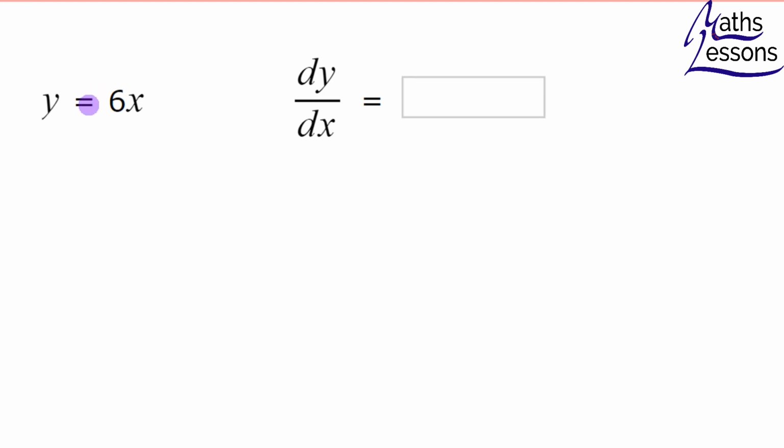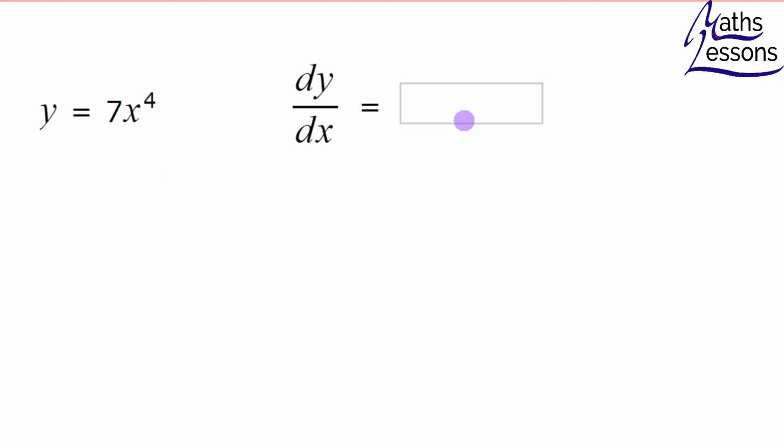Let's go on to this one. Now, if we differentiate y equals 6x, and if you remember y equals mx plus c, then m is the gradient. So the derivative dy by dx is just equal to 6, just like in y equals mx plus c. Page down, let's have a look at the next one.